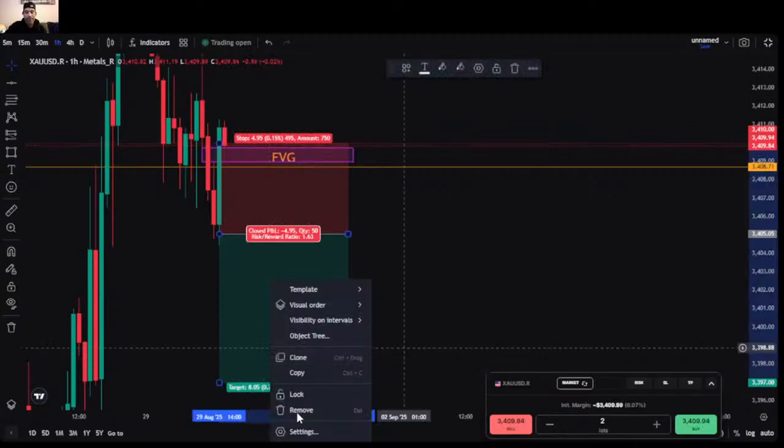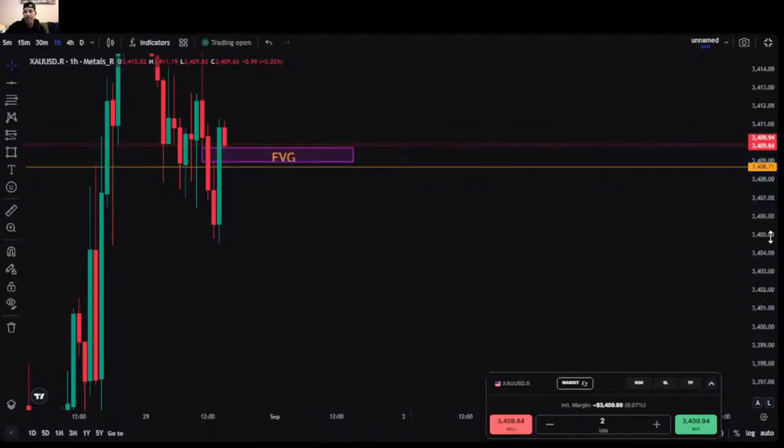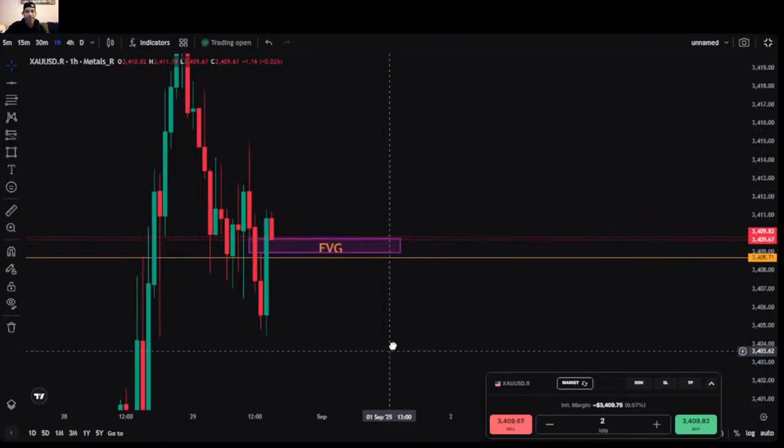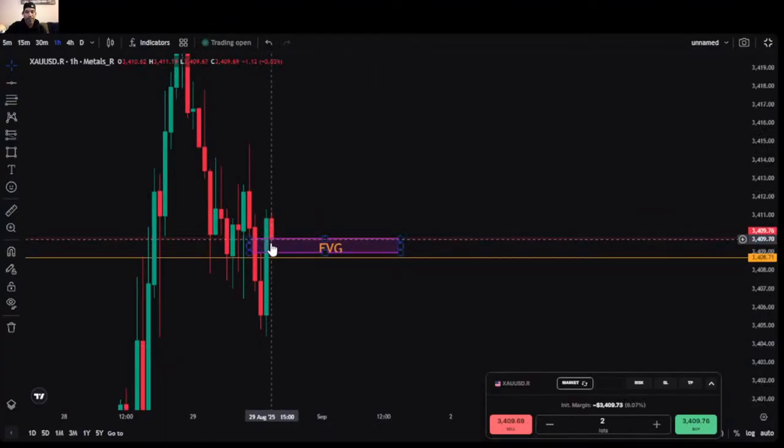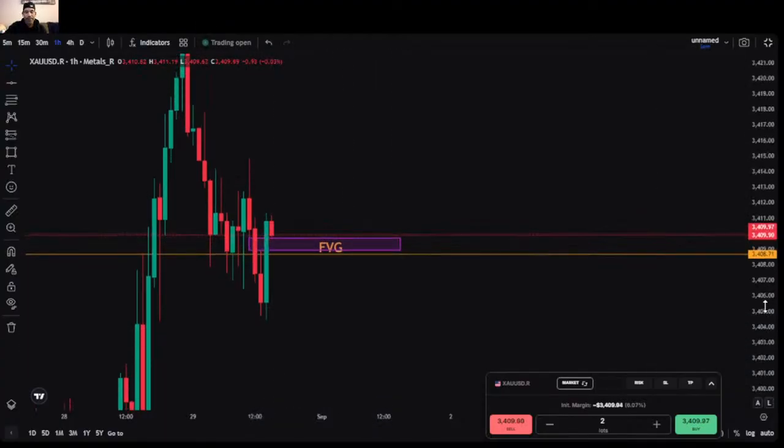So let's remove this here. Look at that. Now it's pulling back. You see that bottom wick here? Now I'm gonna wait for it to tap into that FVG and look for some potential buys here.